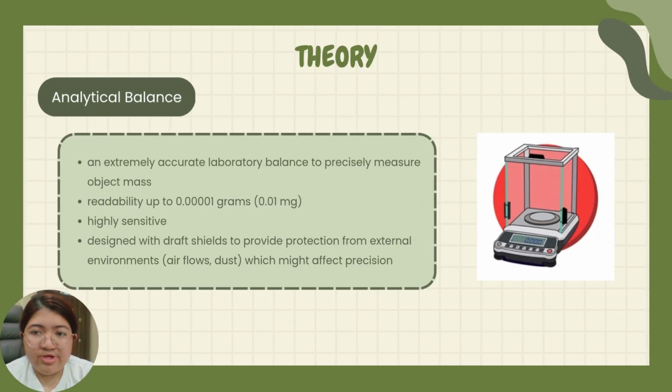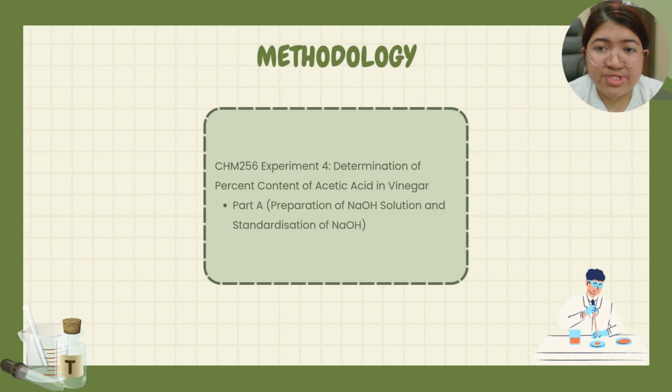Another laboratory apparatus used is the analytical balance. It is highly sensitive, with its reading up to 0.01 mg, to precisely measure the mass of an object. It also has draft shields to maintain the precision from external environments. The method used is the determination of percent content of acetic acid in vinegar, the preparation and standardization of sodium hydroxide solution.